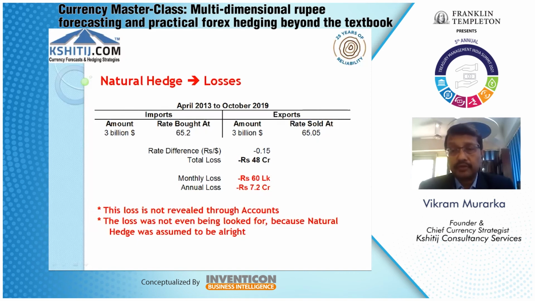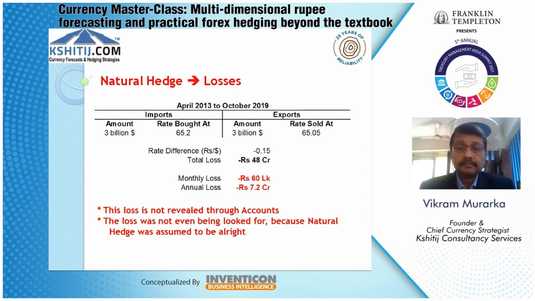65.20 minus 65.05. So there was a net total loss of 48 crores, which comes out to be a monthly loss of 60 lakh rupees or an annual loss of 7.2 crores. Now, the funny thing is that this loss is possibly not revealed through accounts. And also funnier is that this loss is possibly not even being looked for, because natural hedge is assumed to be all right. That if I have a natural hedge, then I don't need to do anything.